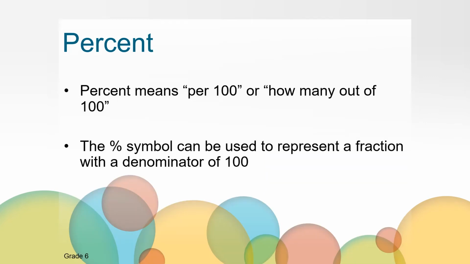We have named 2/10 as a fraction and a decimal. Now we're going to think about it as a percent. Percent means per 100 or how many out of 100. We use the percent symbol to represent a fraction with a denominator of 100. Let's revisit 2/10.